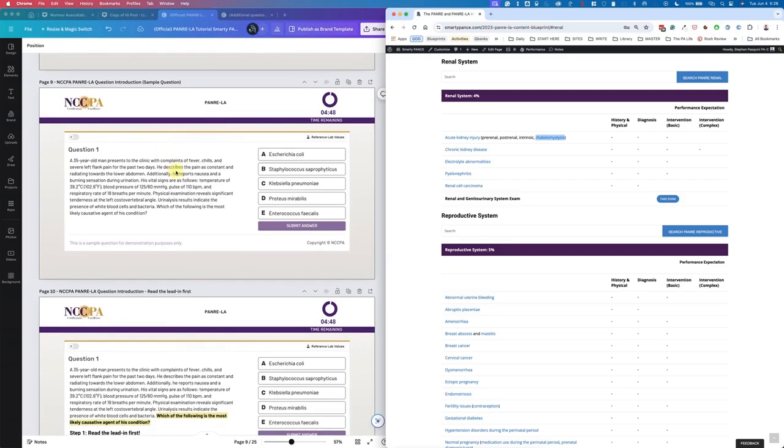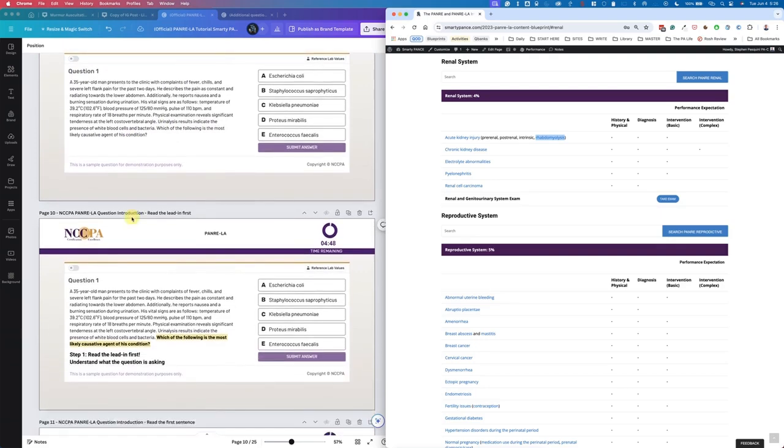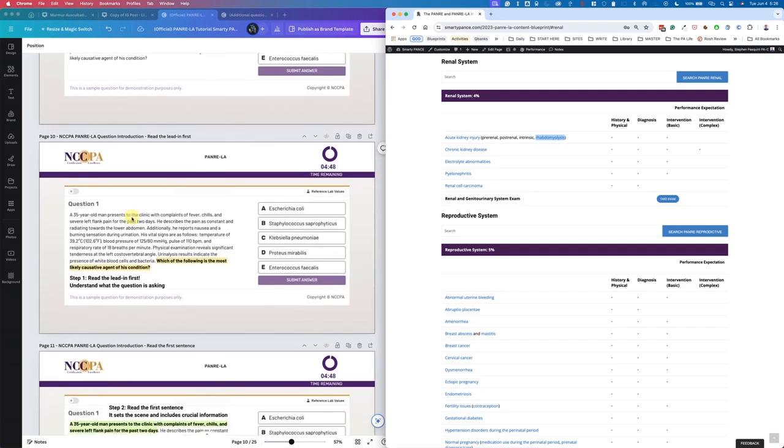I always read the lead-in question first, okay? So I look at the question right away, I go to the lead-in. The lead-in is the very last sentence, right? It is the question. I've highlighted this for this example so I can demonstrate this for you. So right away, I look at this. Which of the following is the most likely causative agent of his condition?